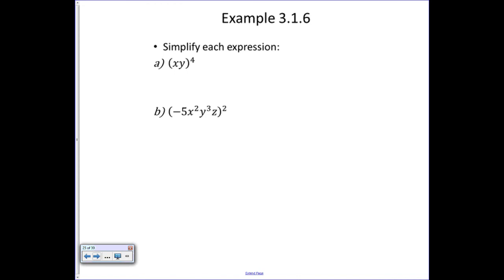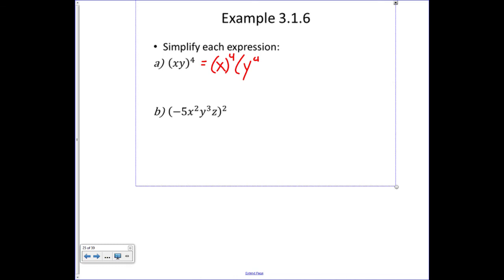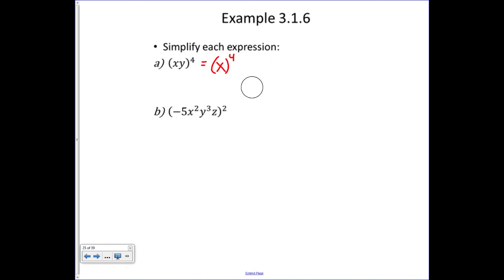xy to the 4th power. Well, remember, we can split it up and basically write each one as its own power. So it's x to the 4th times y to the 4th. When we initially started, each one was raised to the 1st power, and so we're getting x to the 1st to the 4th power, or x to the 1 times 4, which is just 4.